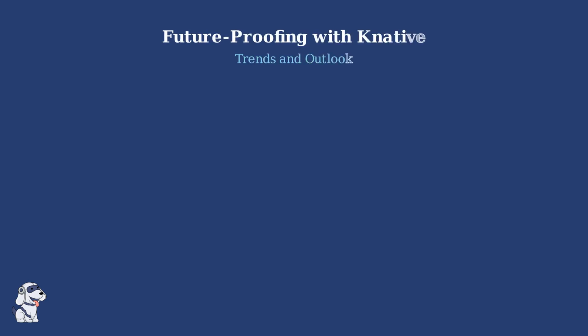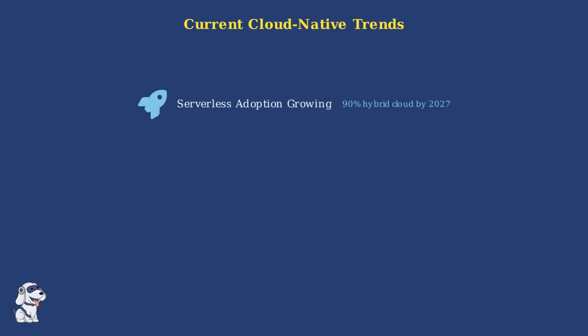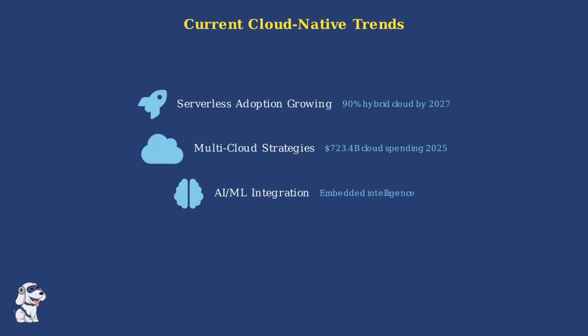The cloud-native landscape is rapidly evolving, and Knative is positioned at the forefront of this transformation. Understanding current trends and future outlook is crucial for making informed architectural decisions. Three major trends are shaping the cloud-native landscape. First, serverless adoption is accelerating, with Gartner predicting 90% of organizations will adopt hybrid cloud strategies by 2027. Second, multi-cloud approaches are becoming standard, driven by $723 billion in projected cloud spending for 2025.